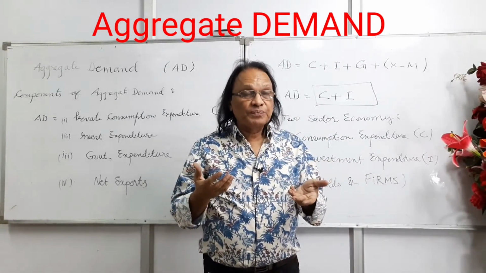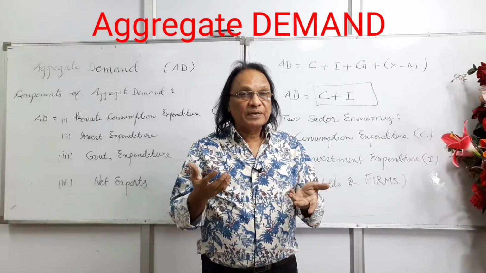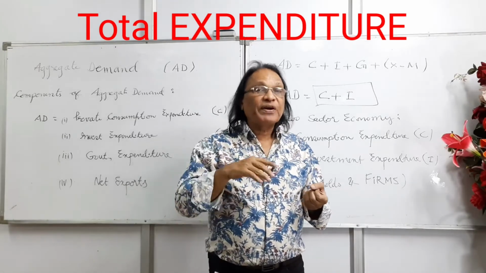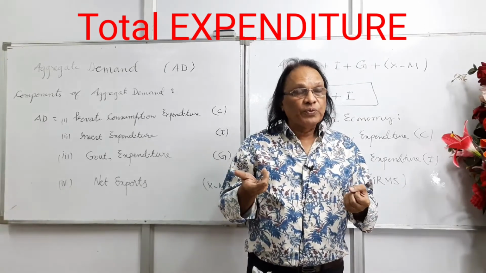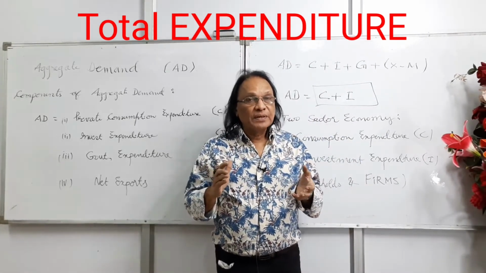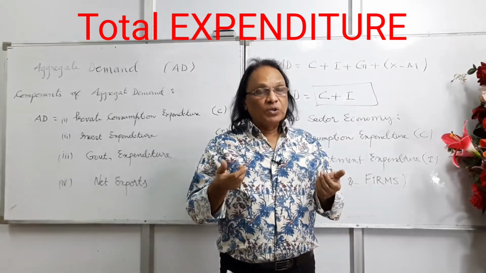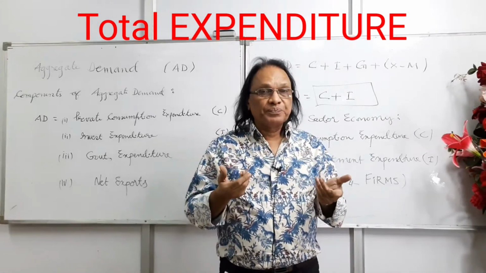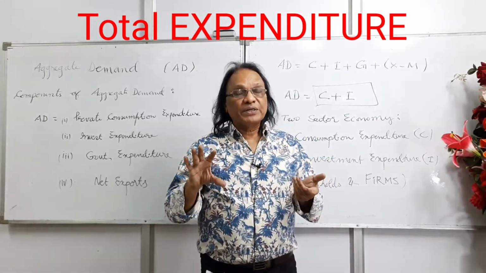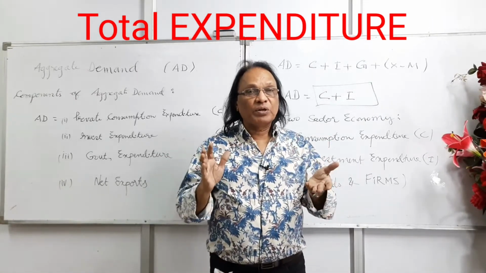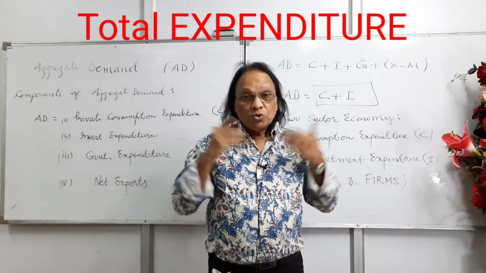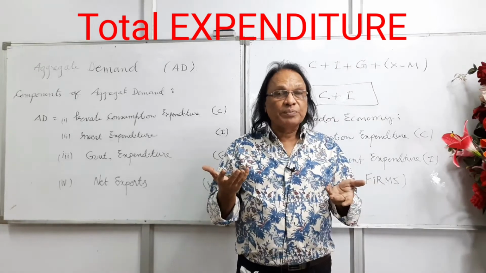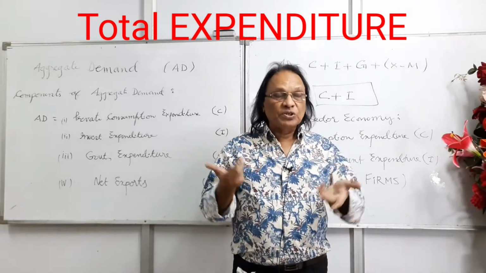Obviously, when you demand goods, we have to spend, some expenditure is incurred. So we can define aggregate demand from the expenditure's point of view. How do you define aggregate demand? It's the total expenditures, or you can write it as planned expenditures in an economy in an accounting year. To put it in simple words, aggregate demand is total planned demand for goods and services in an economy in an accounting year, or it's the total planned expenditures in an economy in an accounting year.